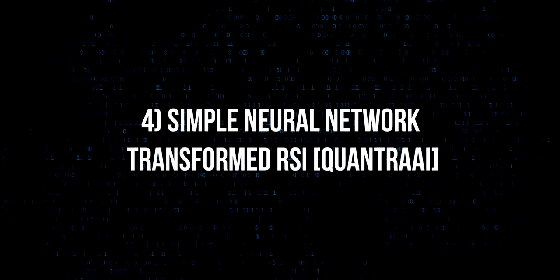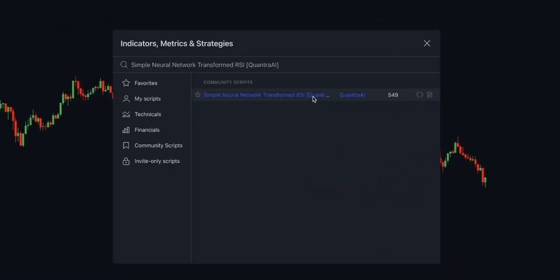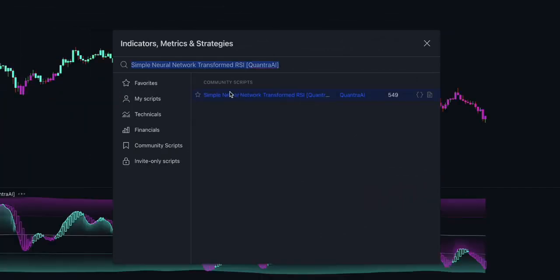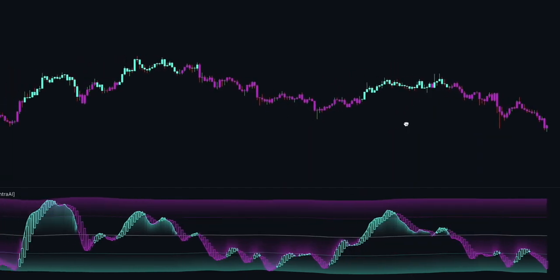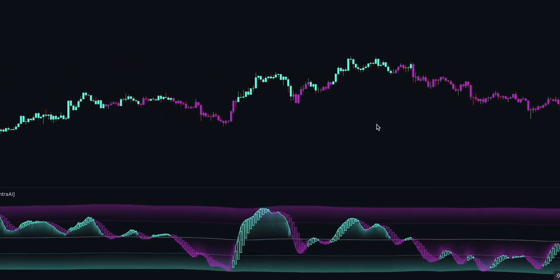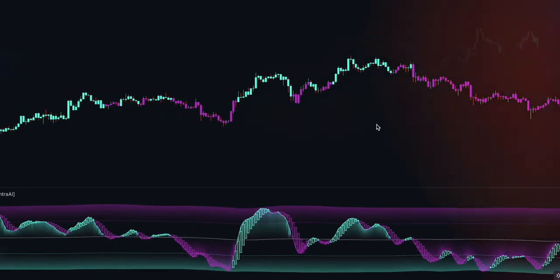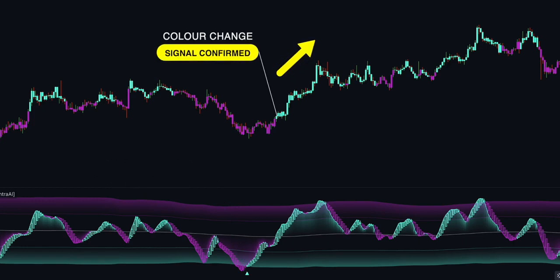I'm sure you're excited to see the next indicator on my list. Well, here it is. Introducing the Simple Neural Network Transformed RSI by Quantra AI. The Simple NNT RSI stands out as a powerful tool for traders who specialize in lower time frame trading. It is an innovative modification of the traditional RSI readings with simple neural network smoothing techniques. This unique combination results in fairly accurate signals, tailored to swift market movements.